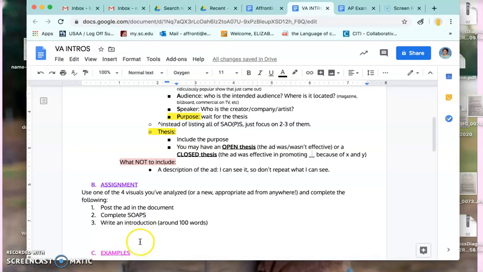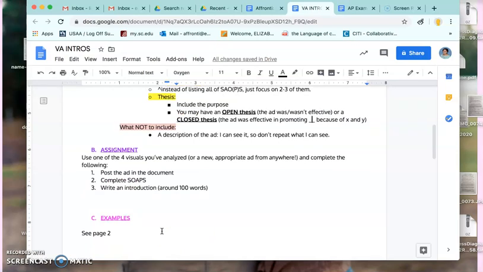So here's what you have to do. You need to insert the ad into the document, complete a SOAPS, and then write the introduction. It should be around 100 words. That's the assignment. Here are some examples.